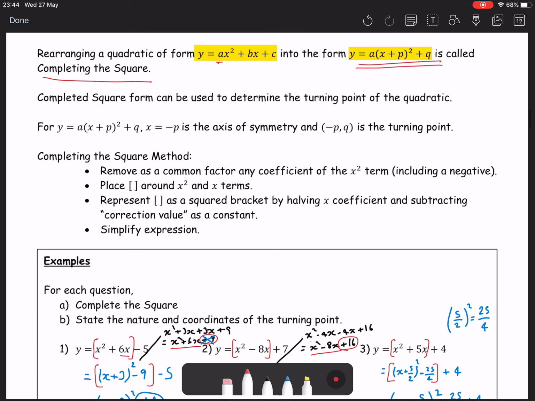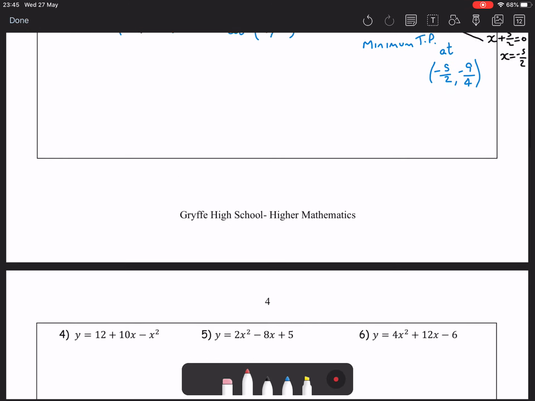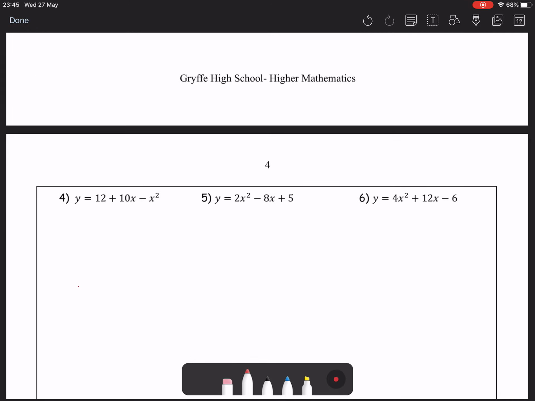Okay, our method, we'll first of all remove a common factor. What this allows us to do is to create a quadratic within brackets that you can complete the square just as normal as you would have done previously in National 5, and then we will simplify our expression at the end to get it back to our desired form. Okay, so a few examples that's going to take us through complete the square.